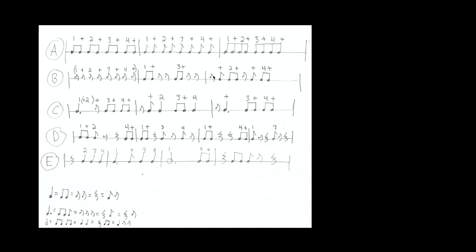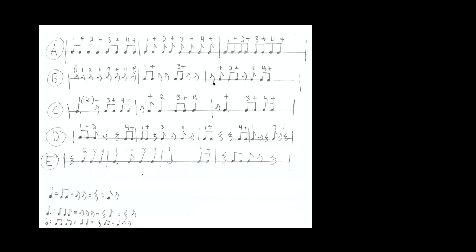So counting exercise B, measure 3 would sound like this. Sh, and 2 and sh, and 4 and. Or clapping and counting exercise B, measure 3, sh, and 2 and sh, and 4 and.